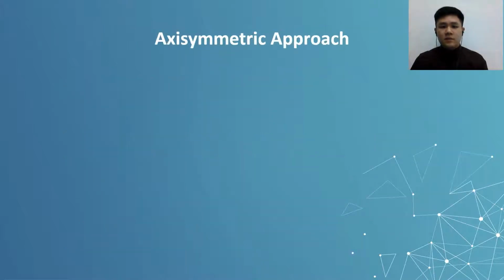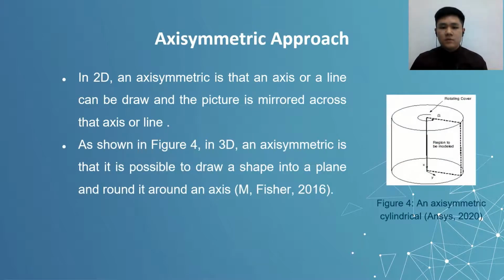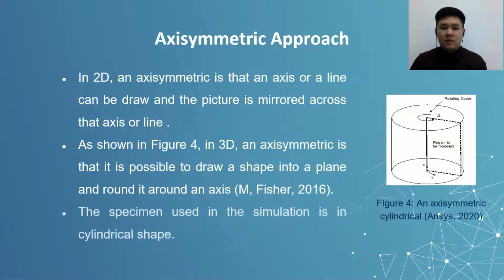This part is the axisymmetric approach. In 2D, an axisymmetry is that an axis or a line can be drawn and the picture is mirrored across that axis or line. Shown in Figure 4, in 3D, an axisymmetry is that it is possible to draw a shape on a plane and revolve it around an axis. The specimen used in the simulation happens to be a cylindrical shape, which meets the requirements of axisymmetric, so it is assumed to be axisymmetric.